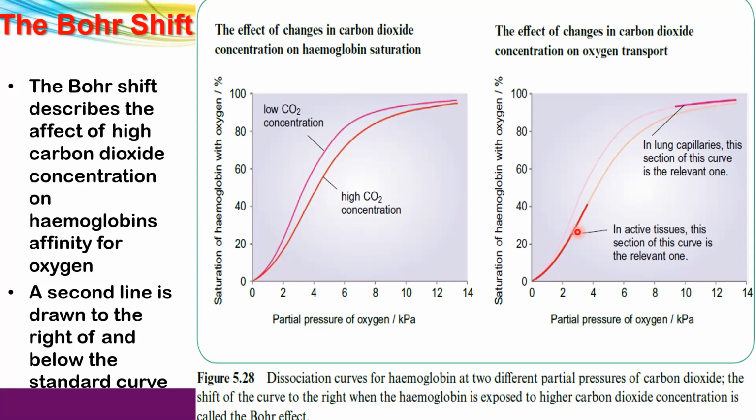But whenever you are looking at the lungs, where definitely there's more oxygen concentration, then you will look at this standard curve, because here oxygen concentration is more. So again, the parts of the curve that you have to focus on: when the lungs have a high concentration, you will look at the top part of the standard curve. Whenever you're looking at the respiring active tissues, you will look at the second curve which is shifted towards the right, and you will look at this side of it.